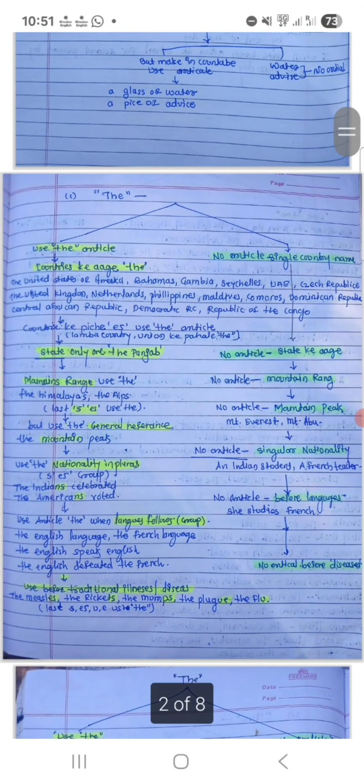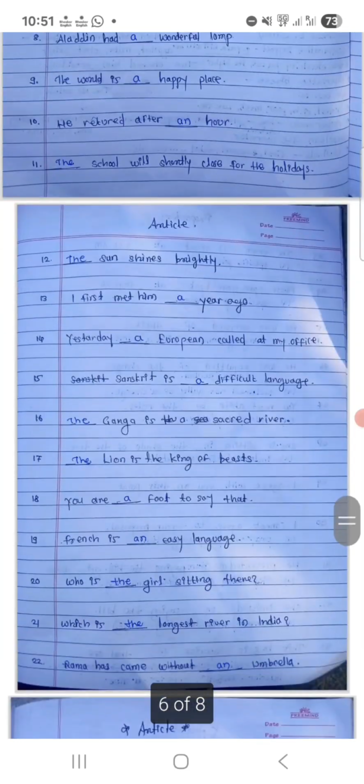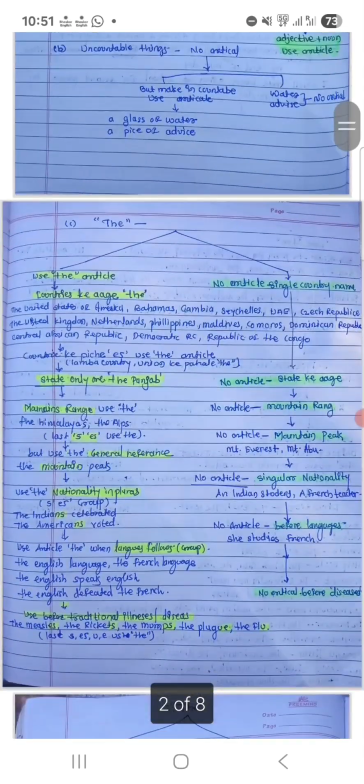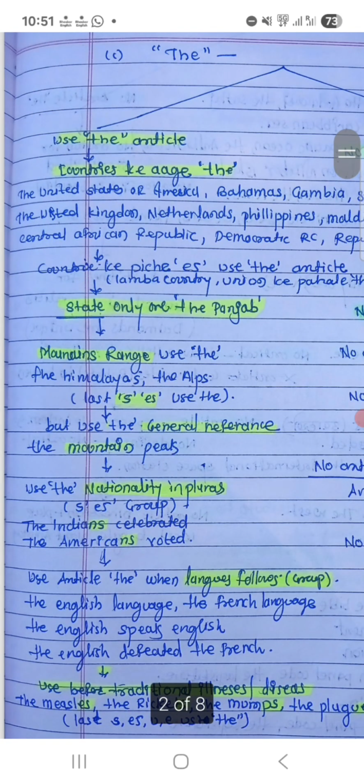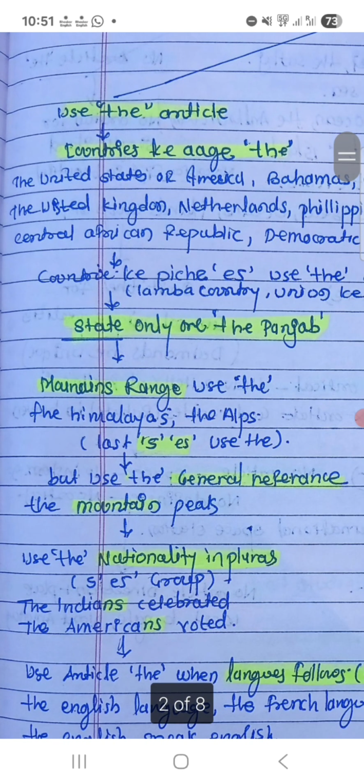Here I use two color codes. This is the first color code: green color code here indicates no article use. And the other color indicates article use. Easy to understand. First we see where we use the article. For example, use the article with countries.